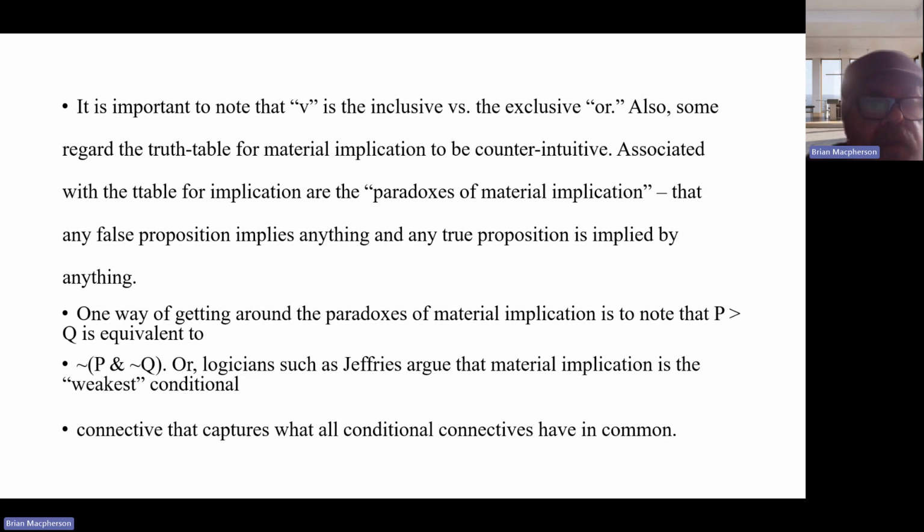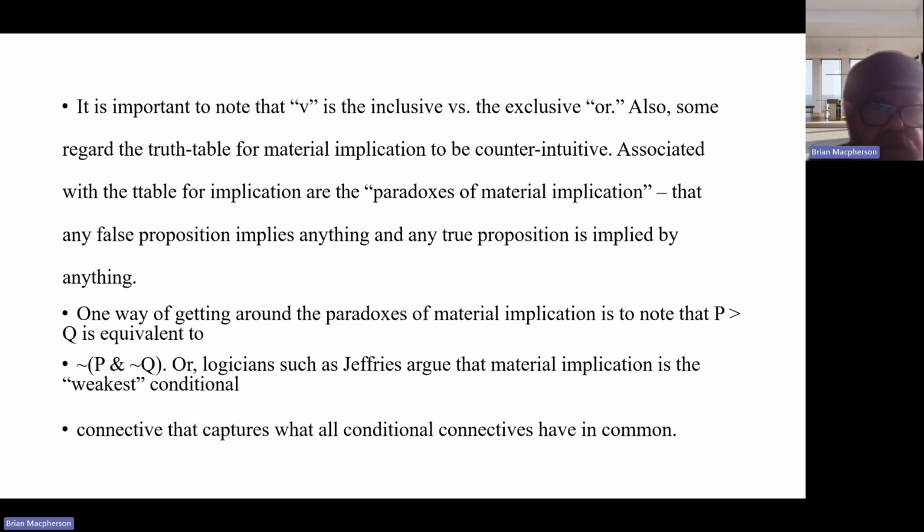Also, some people regard the truth table for material implication to be counterintuitive. That is sometimes known as the paradoxes of material implication. Because some could say, well, if P is false, then how can the whole thing be true, P then Q, right? Well, one way of getting around that is to show that P then Q is equivalent to not P and not Q. In other words, it is not the case that P and not Q, right? That makes it more intuitive.